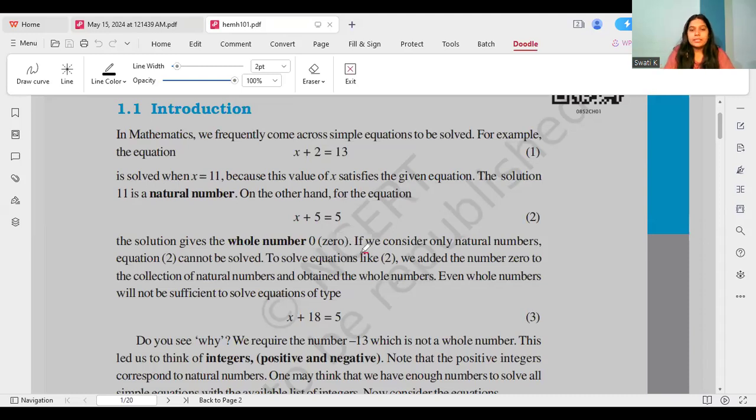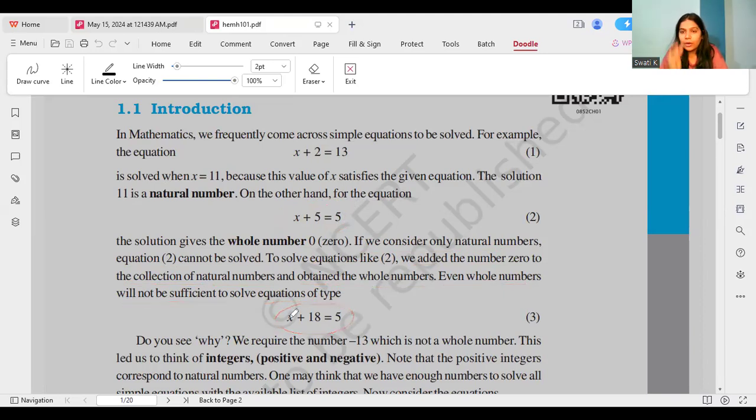Next, if we consider only natural numbers, equation 2 cannot be solved, of course, because here only 0 will satisfy this equation. If you want the answer to be only from the natural numbers, you will not get an answer, right? So to solve equations like 2, we added the number 0 to the collection of natural numbers and obtained the whole numbers, the one that I said, right? Even whole numbers will not be sufficient to solve an equation like this.